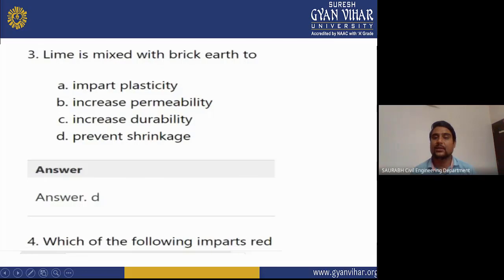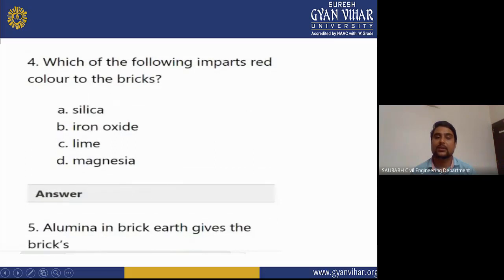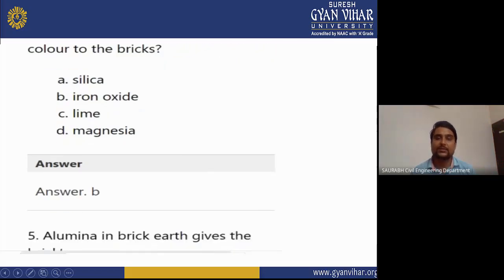Now come on the next question. Which of the following imparts red color into the brick? Options given: silica, iron oxide, lime, magnesia. As we know, iron oxide imparts the color in a brick, and the right answer will be B, iron oxide. Iron oxide provides the color in your brick. Come on the next question.